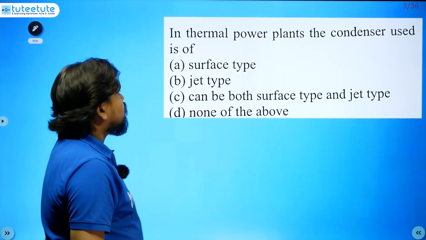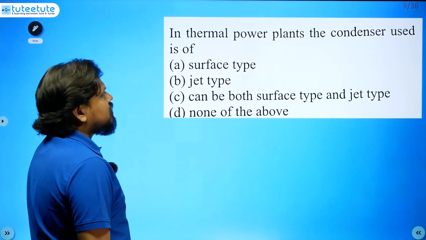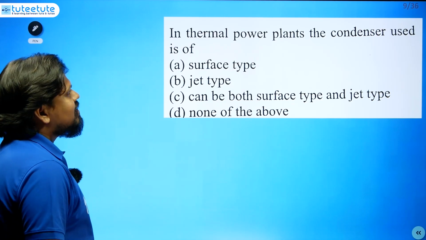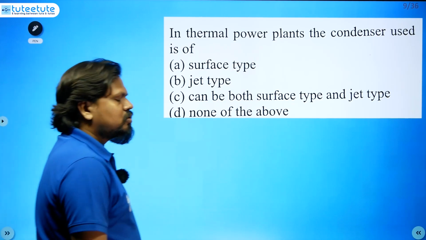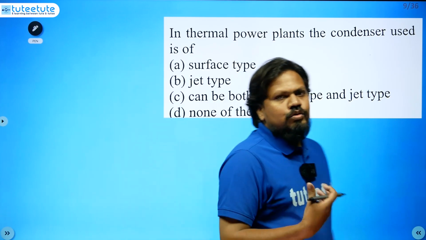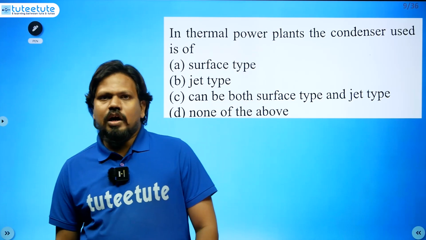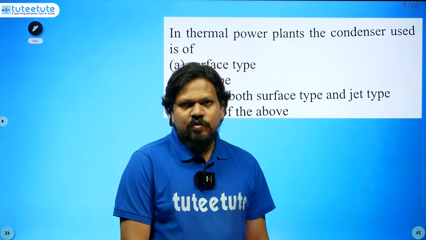Okay, so next one: in thermal power plants the condenser used is of, okay, condenser they are asking. So what is this condenser? Condenser use we have already discussed. We are using that for the conversion of steam into hot water, because we call it the exhaust steam.